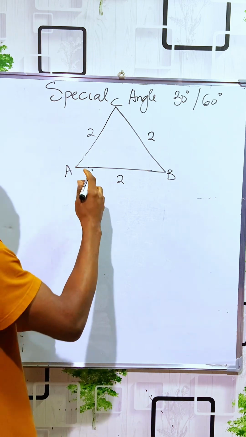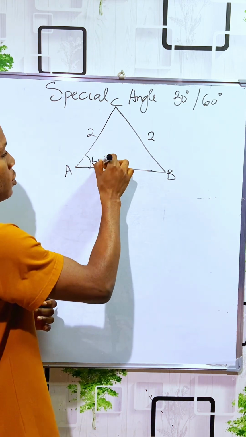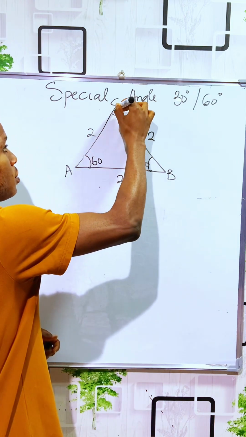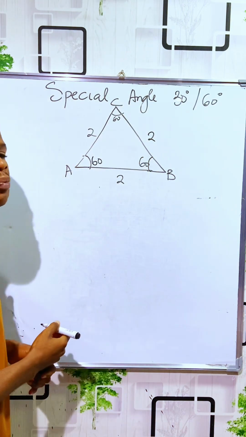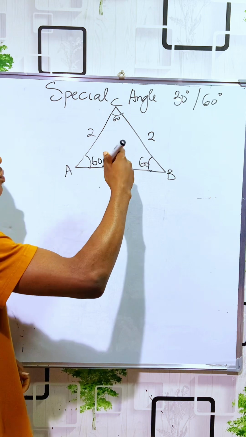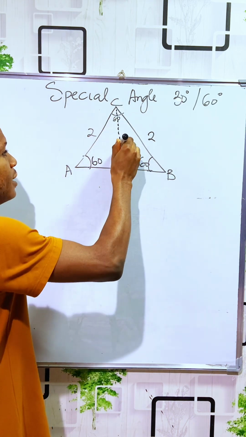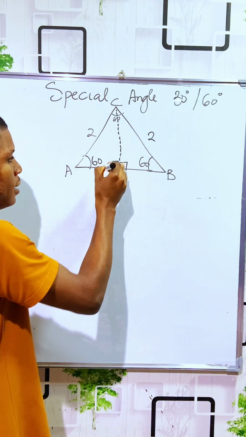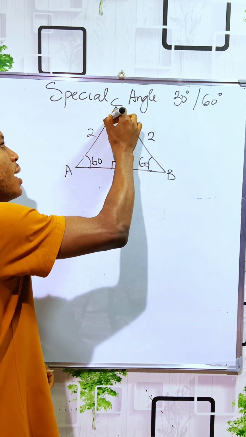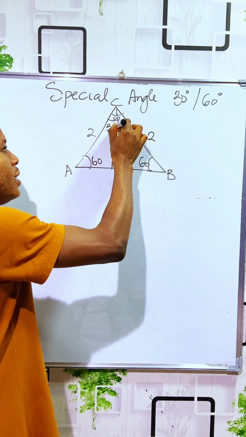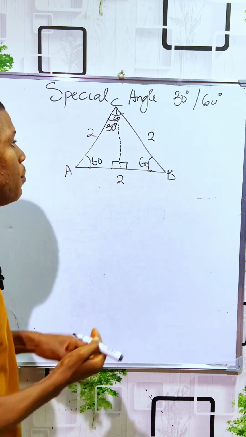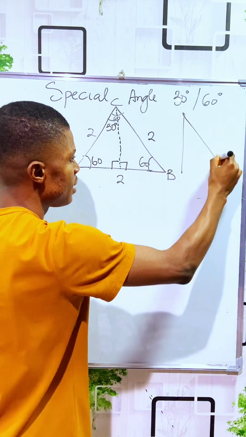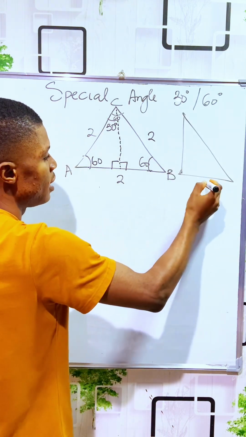So in an equilateral triangle, all the angles are 60 degrees. Having this be 60 degrees, this top is also 60 degrees. Now, when we divide this triangle, you can see that we have a right angle here and here, meaning that this angle here, since we divided it into two, is 30 degrees. So let's bring this half out.